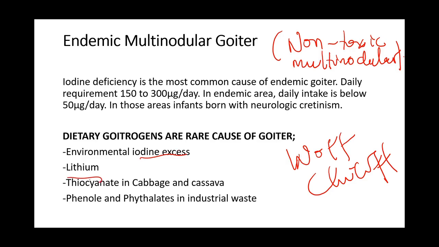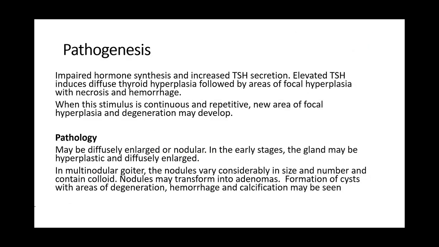Lithium, cyanides from cabbages and cassava, poorly processed cassava, phenols and phytates in industrial waste. They can be a risk factor for non-toxic multinodular goiter.